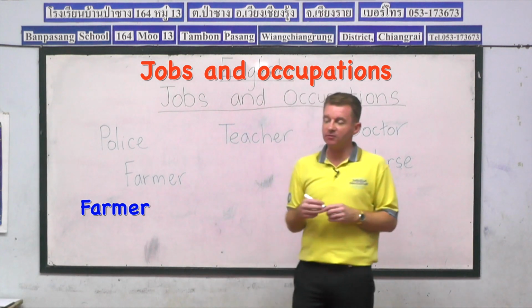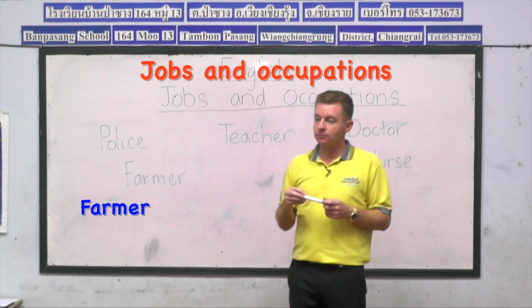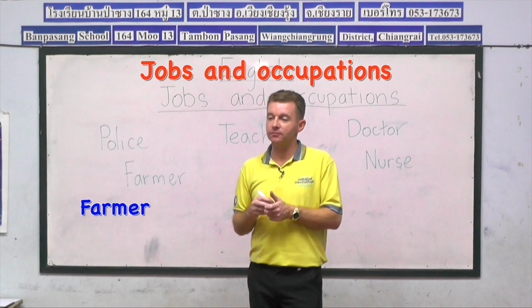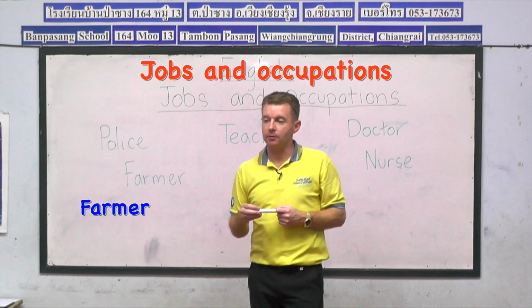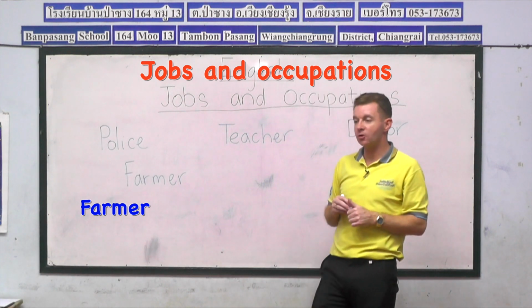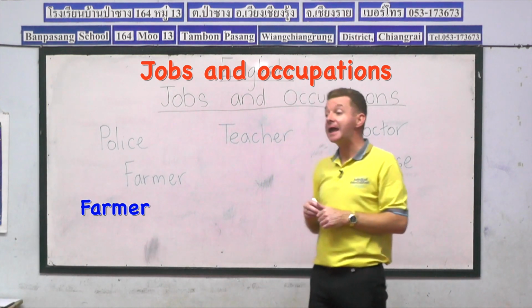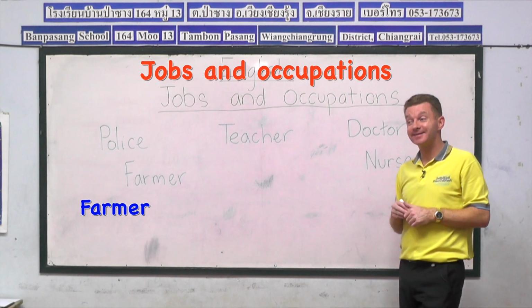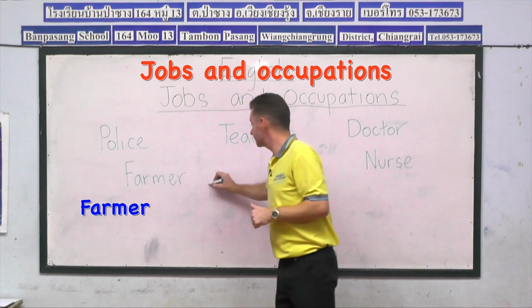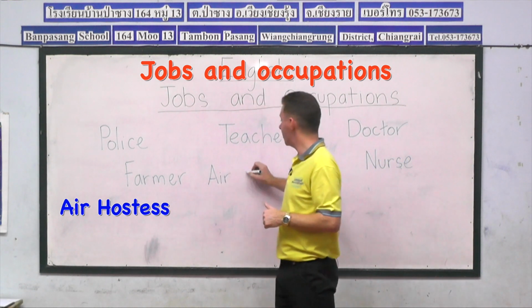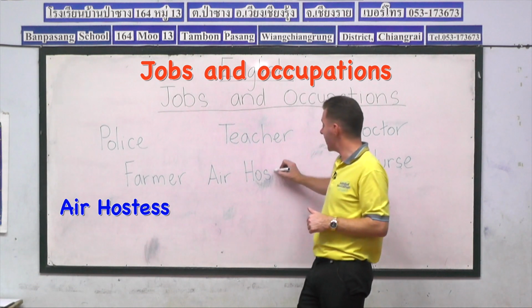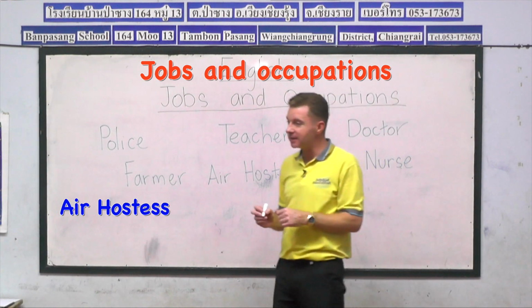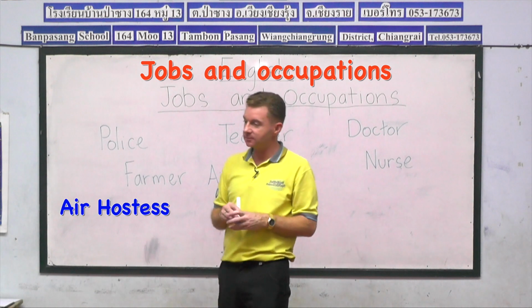Pat, can you think of a job or occupation? Any type of job or occupation you can think of that you've learnt already? Can you think of any? No? Pak Bung? Jobs and occupations? Air hostess, yes. And where does the air hostess work? On the airplane. Yes, the air hostess. So we can say A-I-R-H-O-S-T-E-S-S.